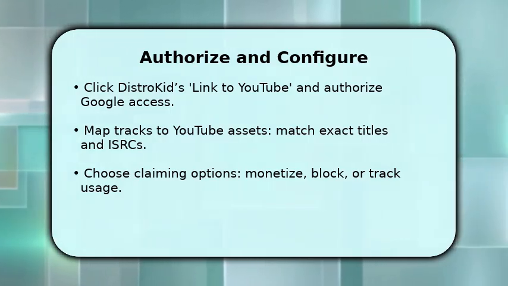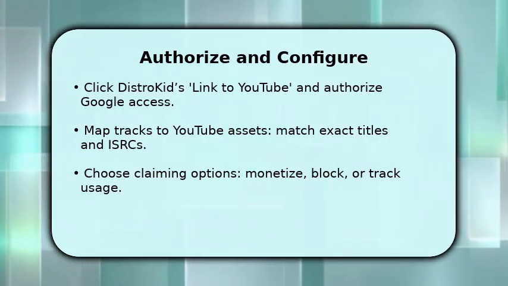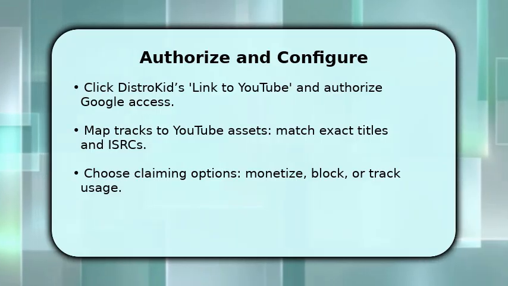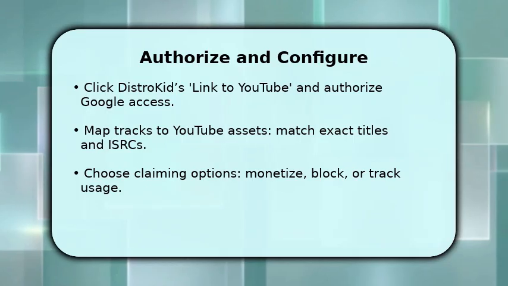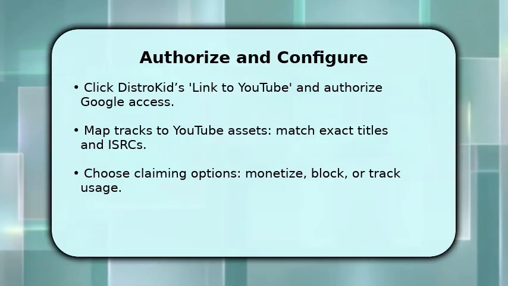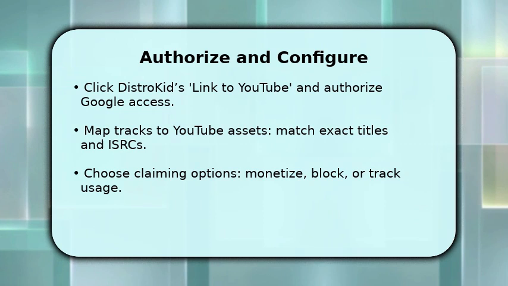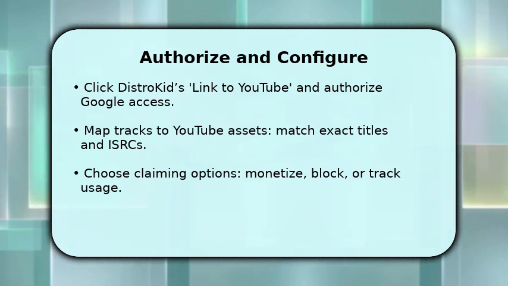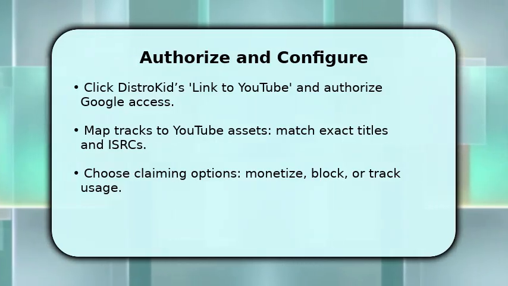Then map each release track to the corresponding YouTube asset by matching SRC and track title because automatic matching reduces manual fixes. Make deliberate choices on claiming: monetize for earnings, block if unauthorized, or track only for analytics. After mapping, review split percentages and rights holders in Distrokid. Finalize and submit the claim so YouTube starts processing the link.